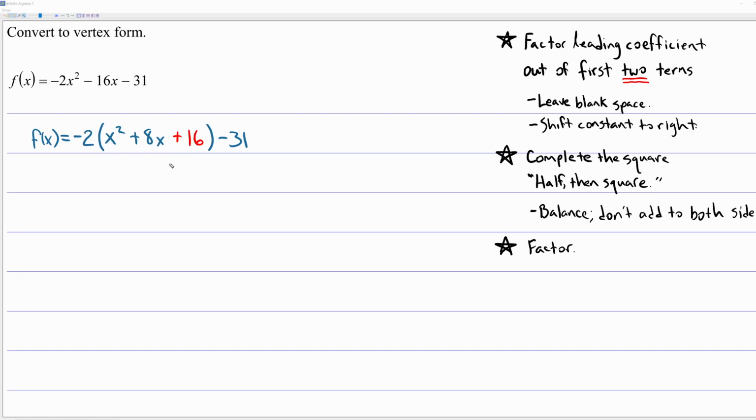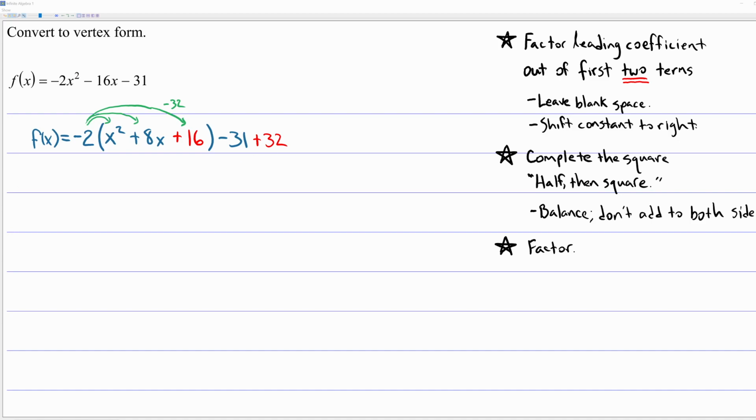Remember, you have factored out this -2. This -2 sitting next to the parenthesis means multiplication. If you were to undo this, you would have to use the distributive property. So, this 16 in red is not really a 16. If you multiply -2 times 16, this is really a -32. And we balance out a -32 with a +32.